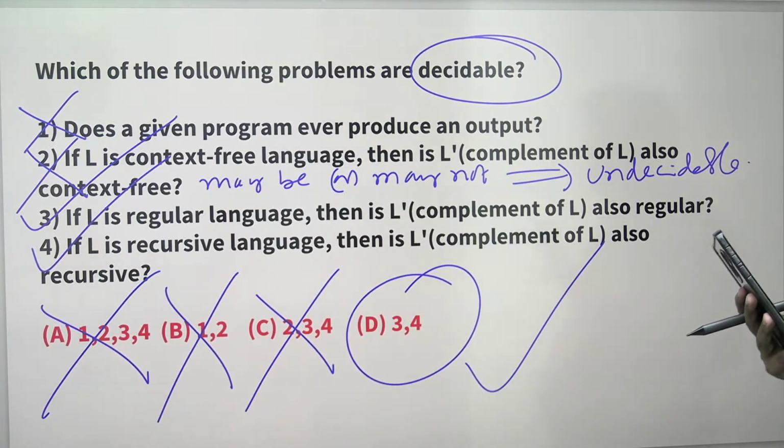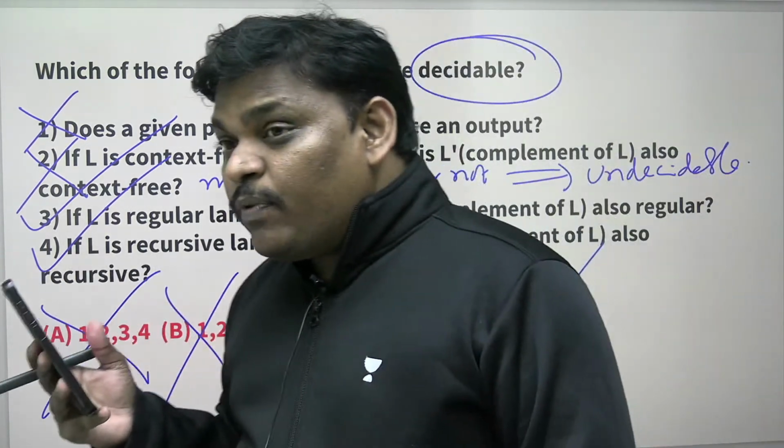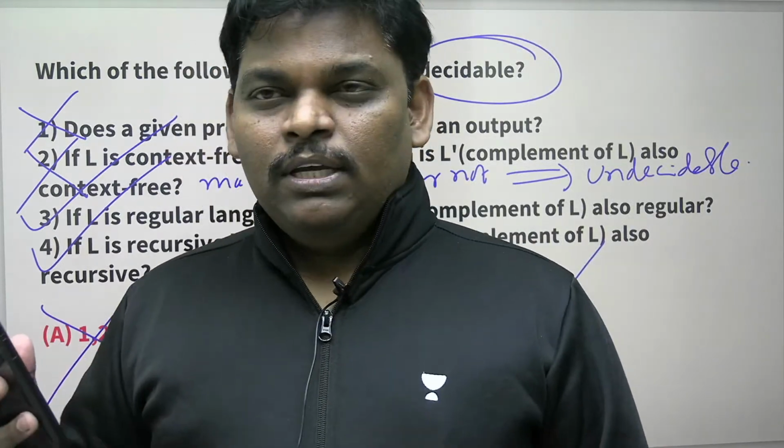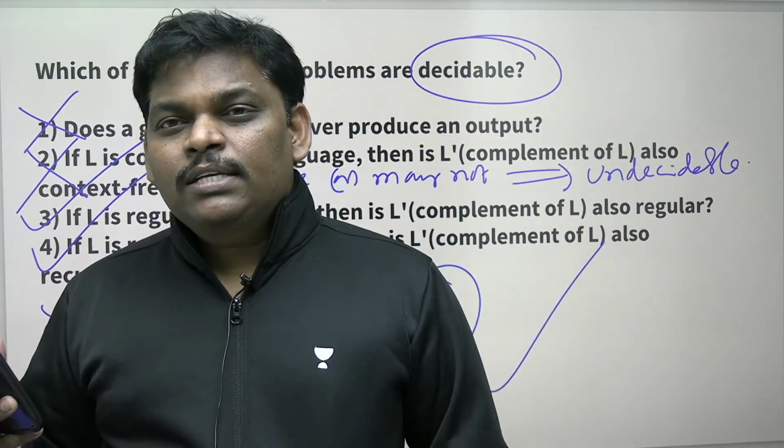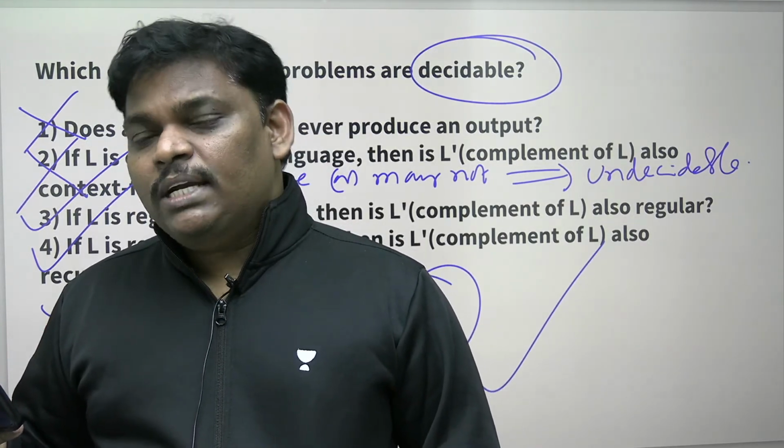So DCFL complementation. Someone is asking about DCFL complementation. DCFL is closed under complementation. If something is DCFL, its complement is also DCFL. DCFL is closed, which means it is a decidable problem.